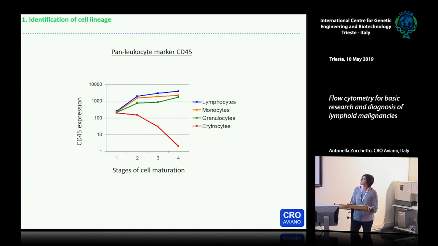For this marker, I show the CD45 expression versus the stages of cell maturation. It is expressed at low level at the initial stages of maturation, and then it increases its expression in lymphocytes, monocytes, and granulocytes, and decreases in erythrocytes. In fact, mature erythrocytes are CD45 negative. And also, these three lineages have different levels of CD45 expression.